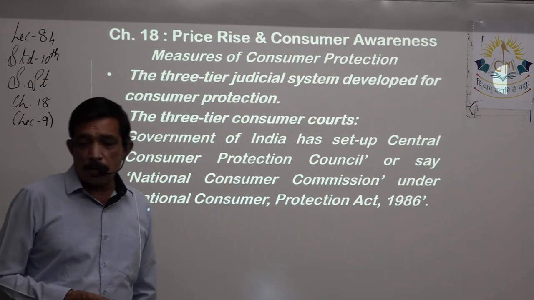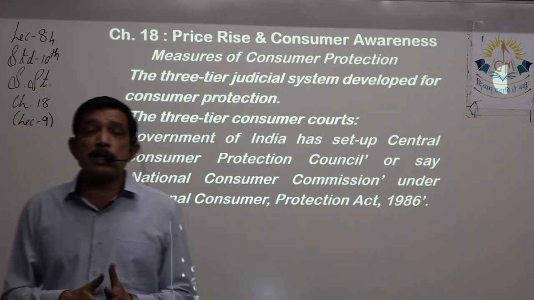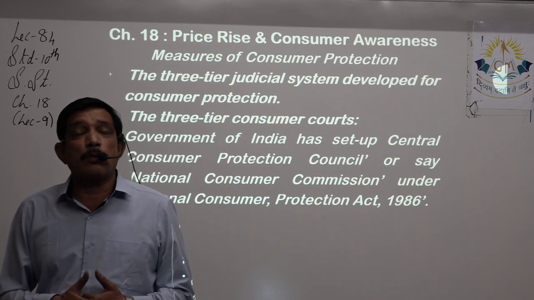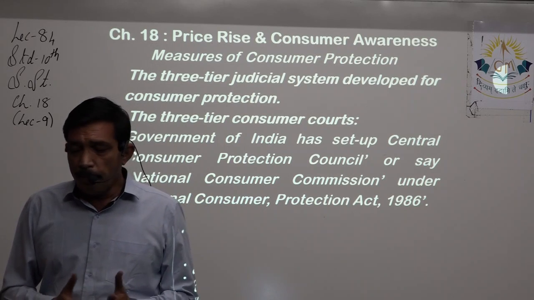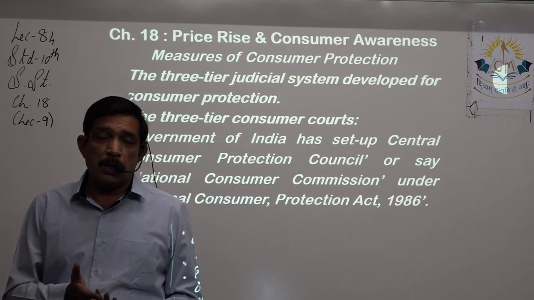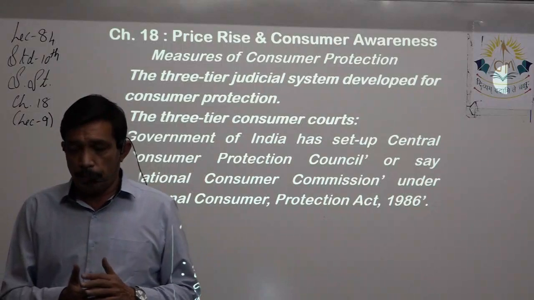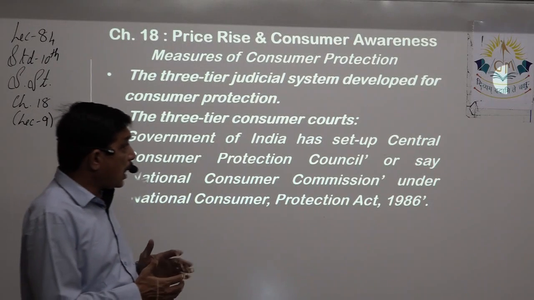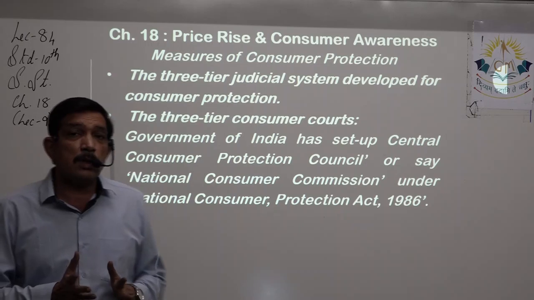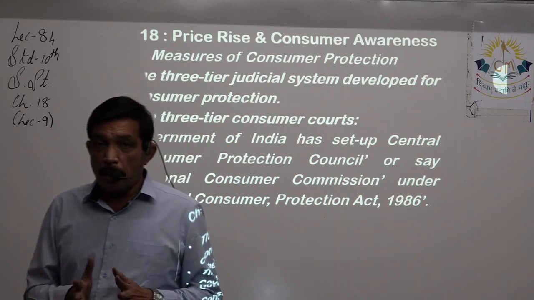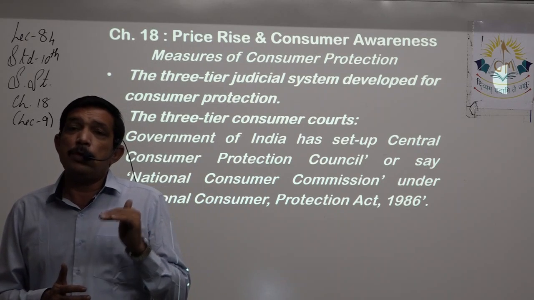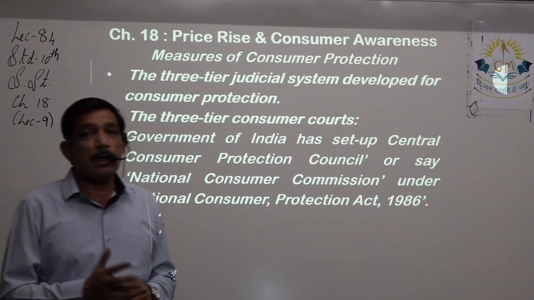Measures for consumer protection. Now, measures, steps that are taken for the protection of the consumer. Now, a 3-tier, T-I-E-R, tier means layer, a 3-layer judicial system. That means it is legal. The first thing, judicial, means it is legal, right? So a 3-tier judicial layer is developed for consumer protection.